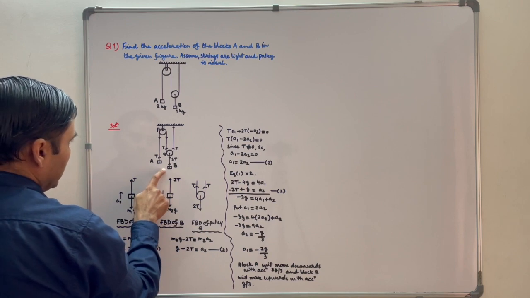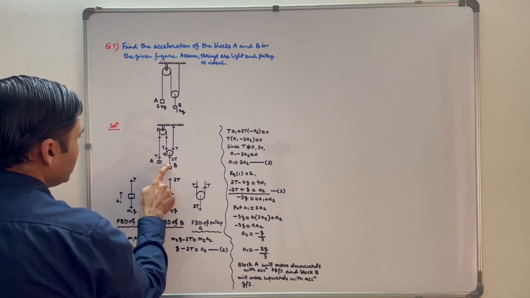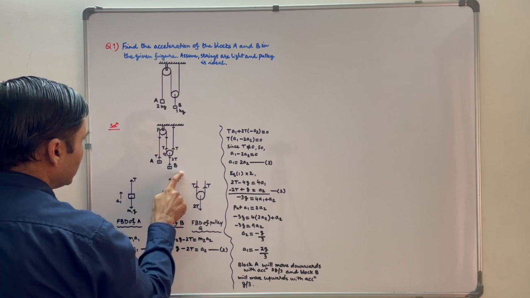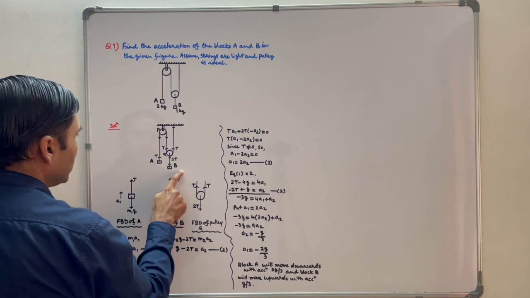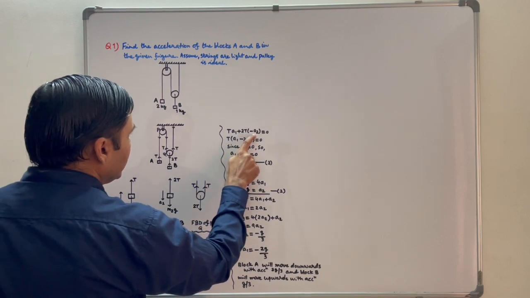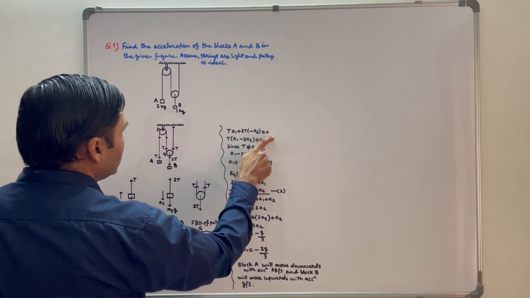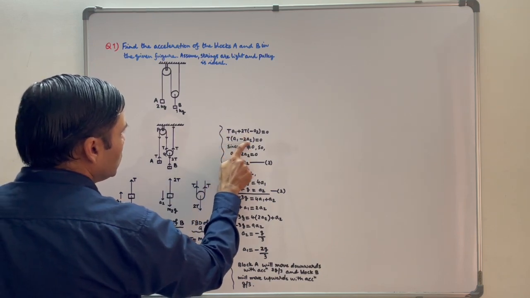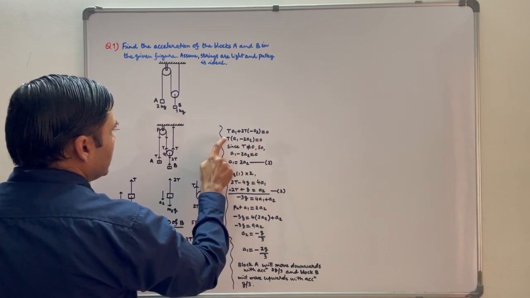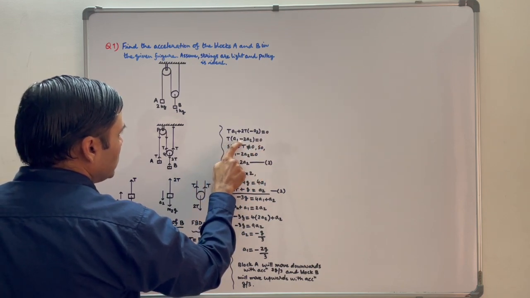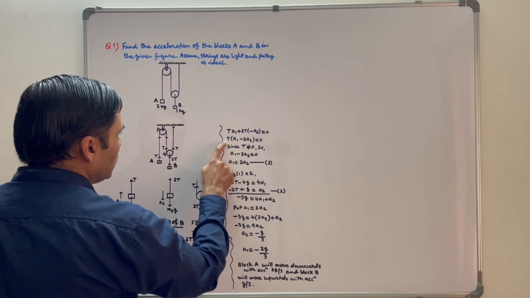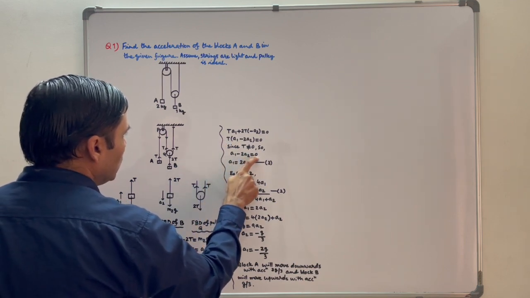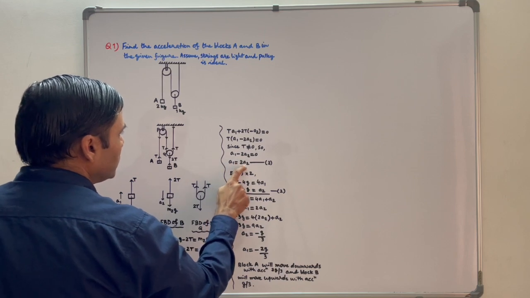Focus on block B. This is connected to a string whose tension is 2T. This block is moving downwards. That means force and displacement are in opposite directions. So work done will be negative. We can write this as 2T into minus A2, and the sum is equal to 0. Take T common. So it will be T into (A1 minus 2A2) is equal to 0. So either T is equal to 0 or A1 minus 2A2 is equal to 0. Since T is not equal to 0, A1 minus 2A2 is equal to 0, or A1 is equal to 2A2. This is the third equation.